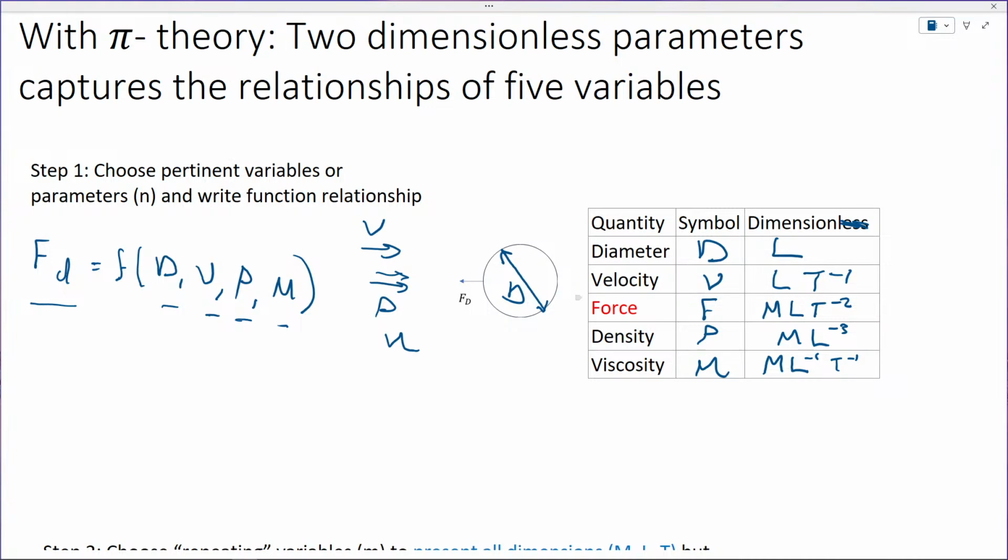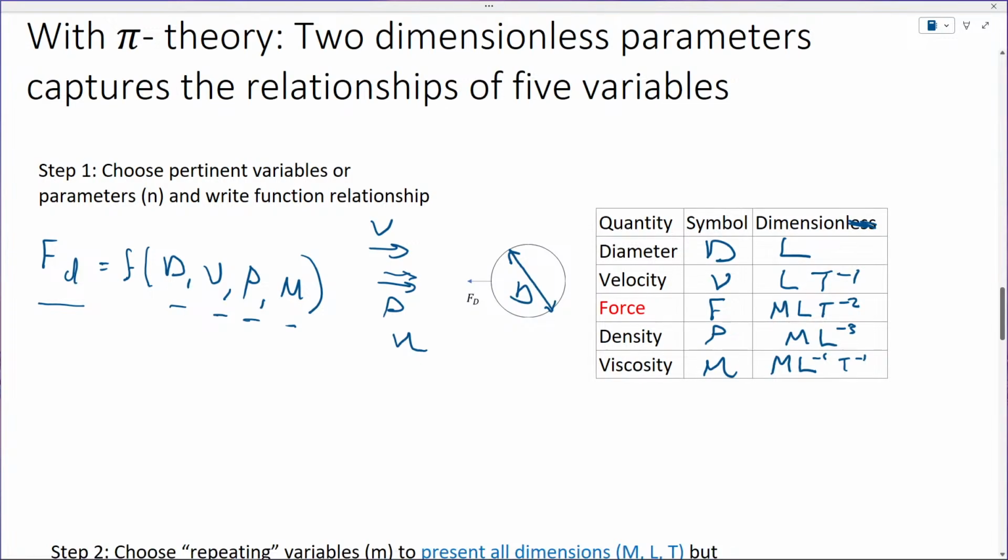The most difficult part in this process, in this pi theorem, is that you identify the pertinent variables, and to do this you need to have some physical understanding of the problem. That would be the most difficult part, and you get this from your understanding of fluid mechanics, your understanding of structural analysis, or whichever problem you are solving. So that's the first step.